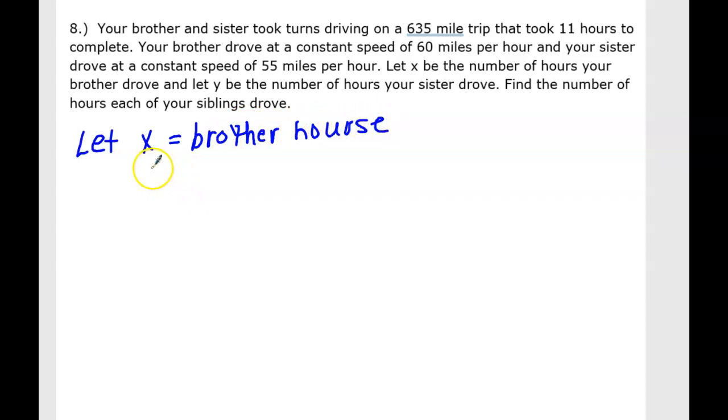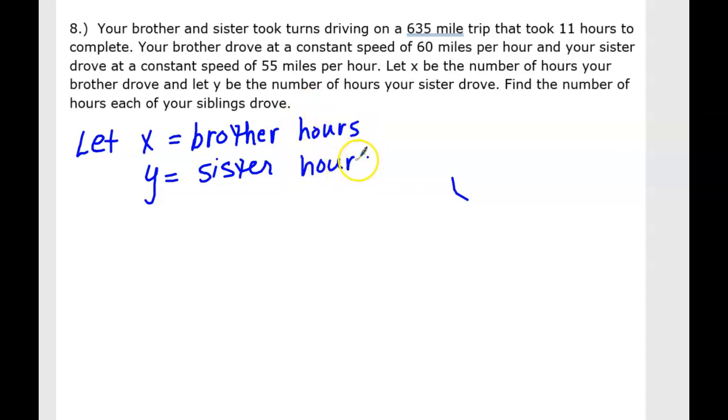And we're letting Y be sister hours. Oops, hours? I don't know what I wrote there. Hours. Okay. All right. So there's our let statement. Okay. So we know we have two variables. That means we need two equations.